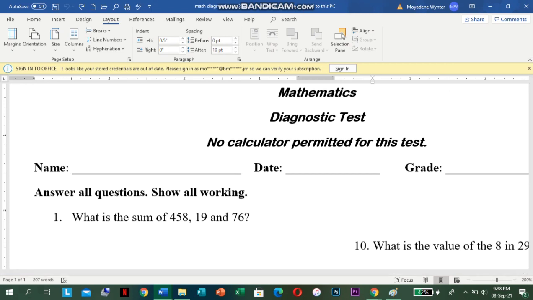Let me say that again. What is the sum of 458, 19, and 76? Now, sum in mathematics means to add. Beautiful. Sum in mathematics means to add. Now, therefore, if sum in mathematics means to add, we are going to add what? 458 plus 19 plus 76. All right, so let us add now.